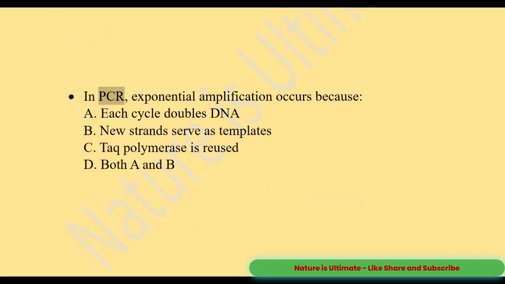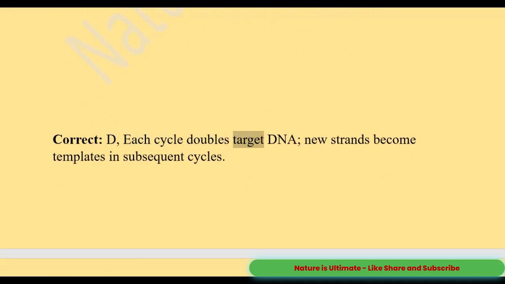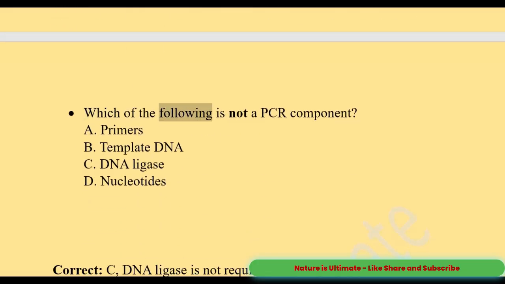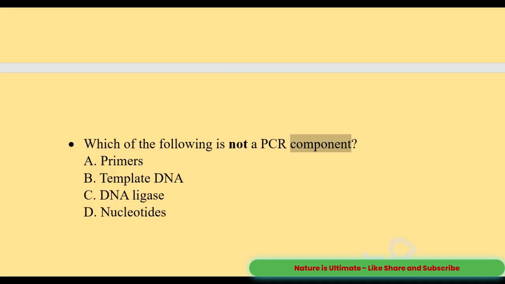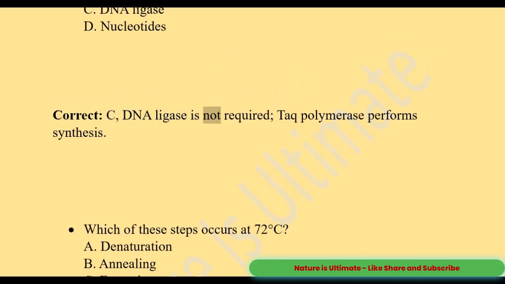In PCR, exponential amplification occurs because A. Each cycle doubles DNA, B. New strands serve as templates, C. Taq polymerase is reused, D. Both A and B. Correct. D. Each cycle doubles target DNA, new strands become templates in subsequent cycles. Which of the following is not a PCR component? A. Primers, B. Template DNA, C. DNA ligase, D. Nucleotides. Correct. C. DNA ligase is not required, Taq polymerase performs synthesis.